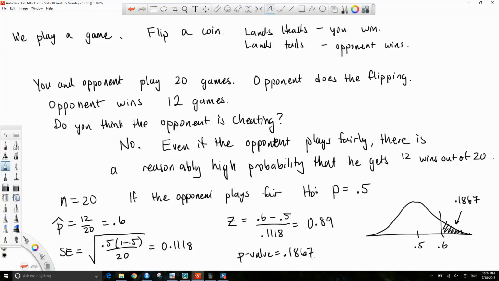All right, so the opponent won 60% of the games. You know, that's a little bit higher than what we would have expected, right? So currently our belief about the world is that the opponent is playing fairly. So we're expecting the opponent to win 50% of the games. The opponent ended up winning 60% of the games. Is that very different from what we expected? According to the math, 60% is not that different from 50%, okay, when we're talking about 20 games.